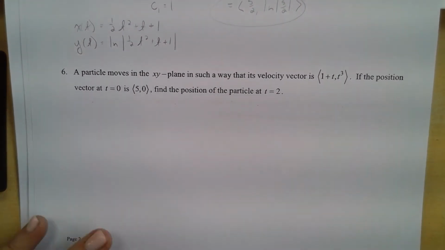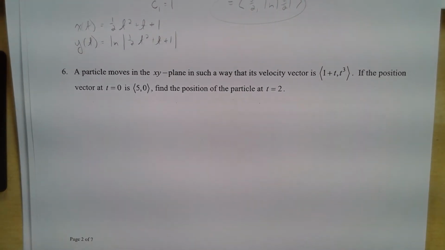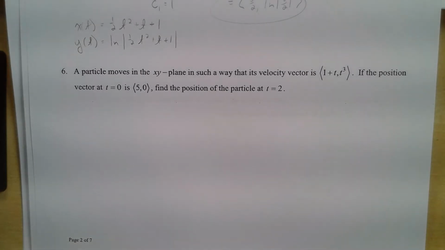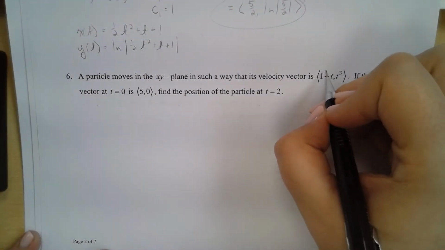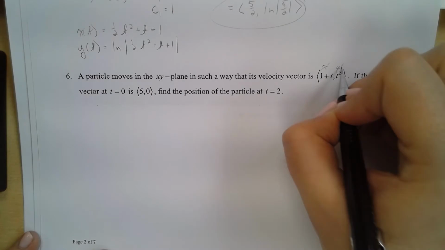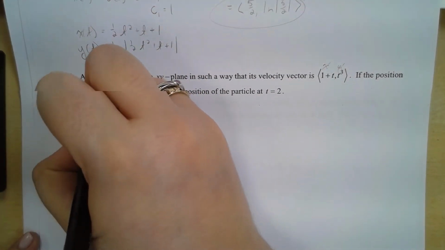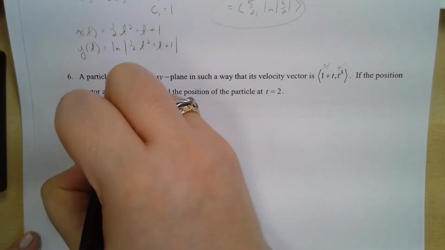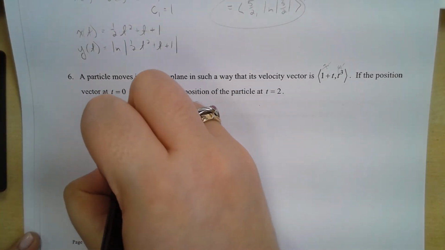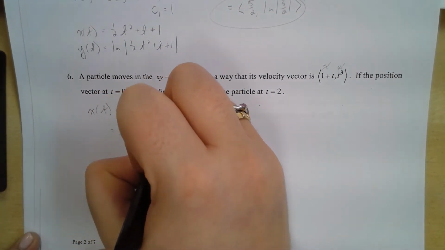A particle moves in the xy plane in such a way that its velocity vector is (1 plus t, t cubed). If the position vector at t equals 0 is (5, 0), find the position of the particle at t equals 2. Well, I think this is going to be pretty similar to what we just did. This is our velocity vector, so this is x prime and y prime. So x of t is going to be equal to the integral of 1 plus t dt. So that's equal to t plus 1/2 t squared plus c sub 1.